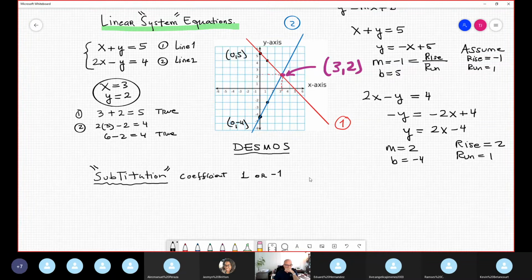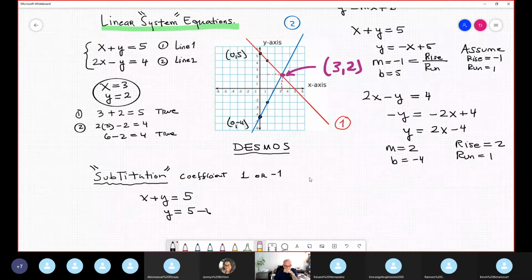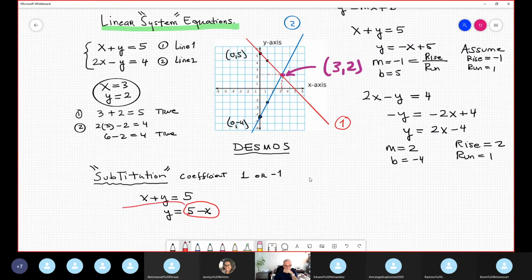Here I take equation number 1, which is x plus y equals 5. Here I make a decision to solve for y. The y is equal to 5 minus x. Okay, and now use substitution, this new expression, where? Substitution in the other equation. Where? In the place of y, here.